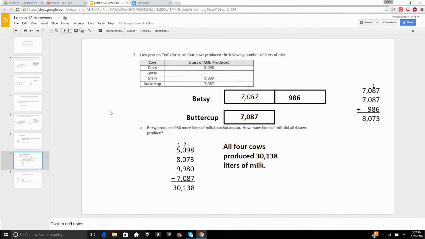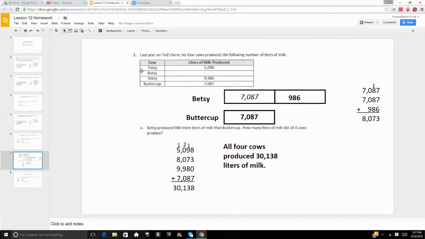And now we have a data table, just like we use in our science notebooks. But look, it says last year on Ted's farm, his 4 cows produced the following liters of milk. And if you think of a liter, if you've ever had a 2-liter container of soda, maybe, you can think of it almost like a gallon of milk.